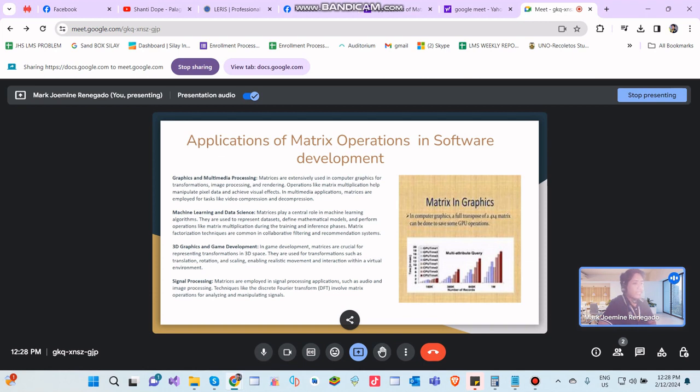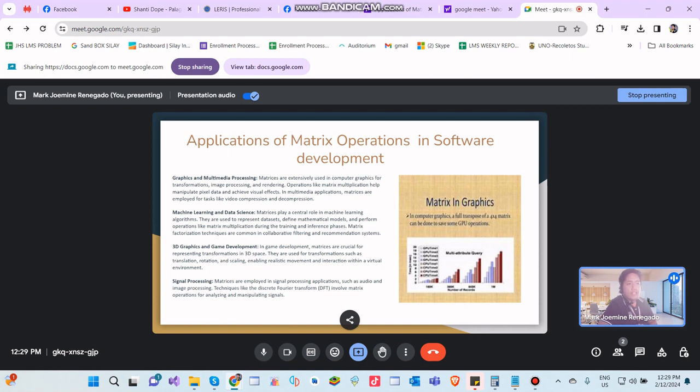We also have 3D graphics in game development. In game development, matrices are crucial for representing transformations in 3D space. They are used for transformations such as translation, rotation, and scaling, enabling realistic movement and interaction within a virtual environment.